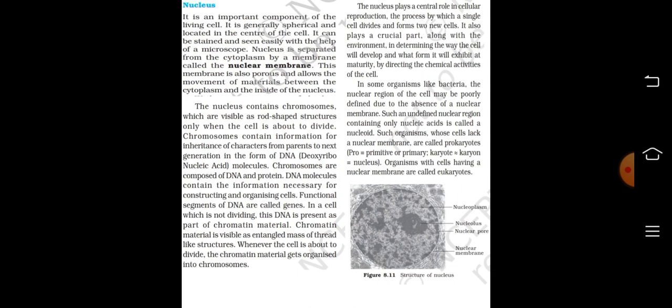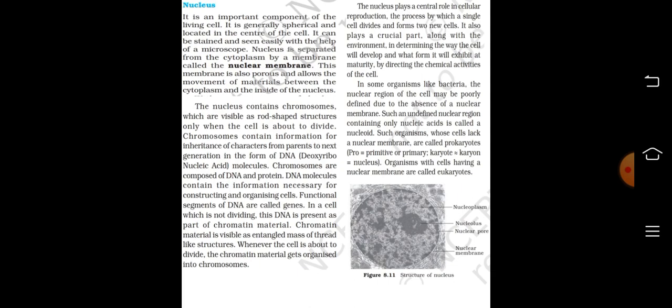Nucleus is separated from the cytoplasm by a membrane called the nuclear membrane. This membrane is also porous and allows the movement of materials between the cytoplasm and the inside of the nucleus. The nucleus contains chromosomes which are visible as rod-shaped structures only when the cell is about to divide. Chromosomes contain information for inheritance of characters from parents to next generation in the form of DNA molecules. Chromosomes are composed of DNA and protein.